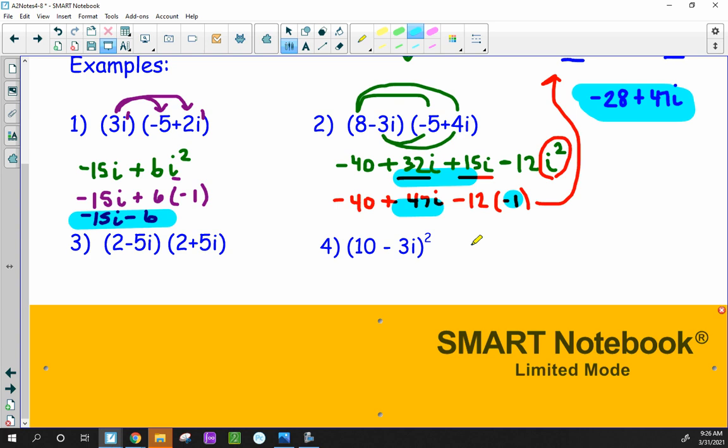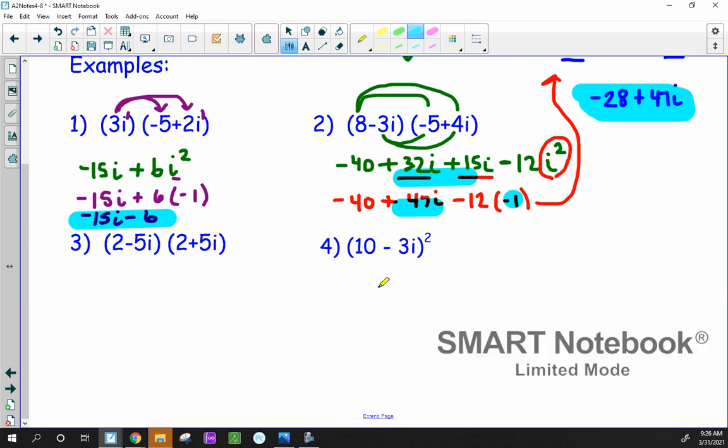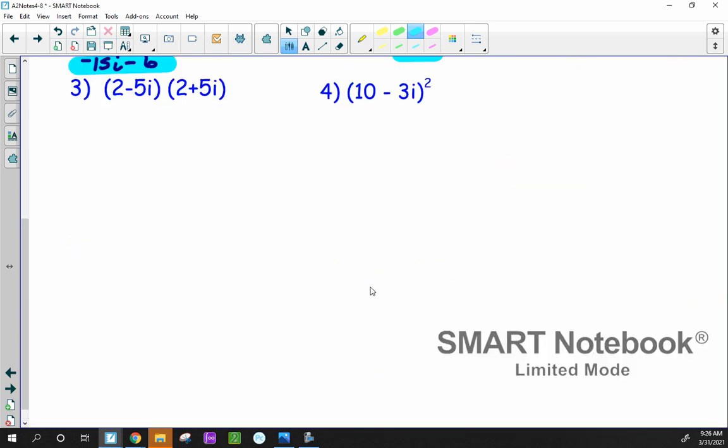Okay, we're going to move to question 3 next. On number 3, you see a complex number times another complex number. You're going to do FOIL again. First is going to be 2 times 2. Outside is going to be 2 times 5i, which is 10i. Inside is going to be negative 5i times 2, which is negative 10i.